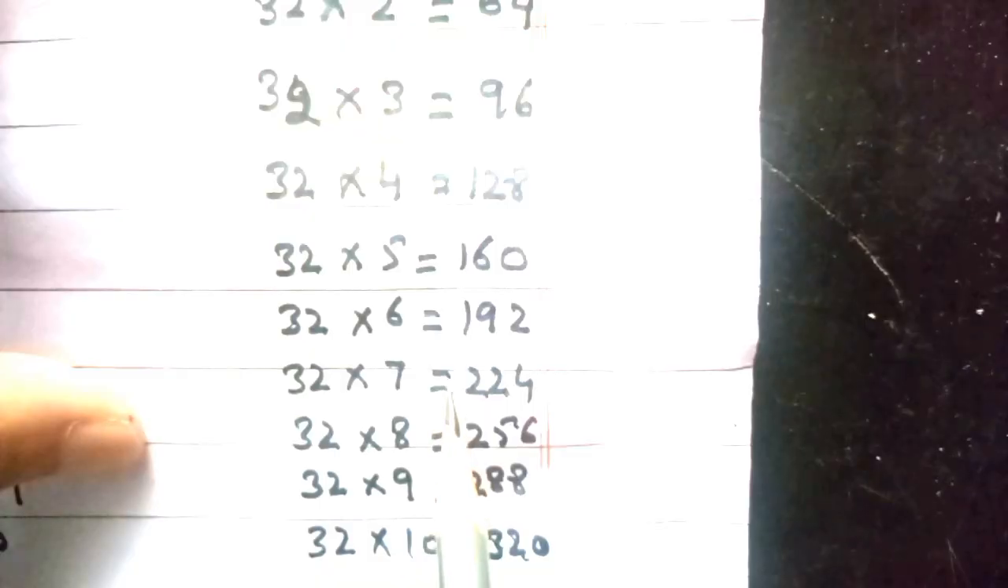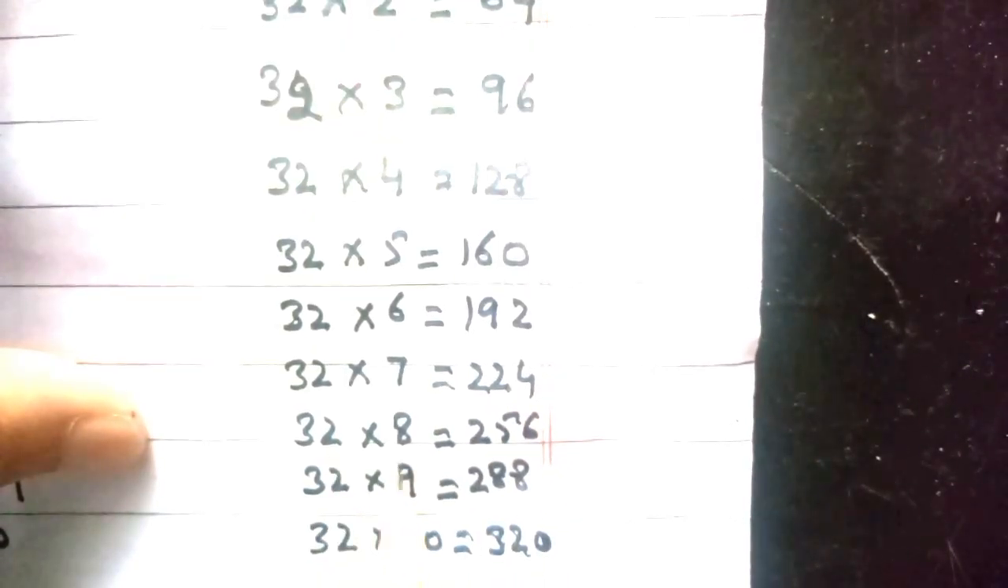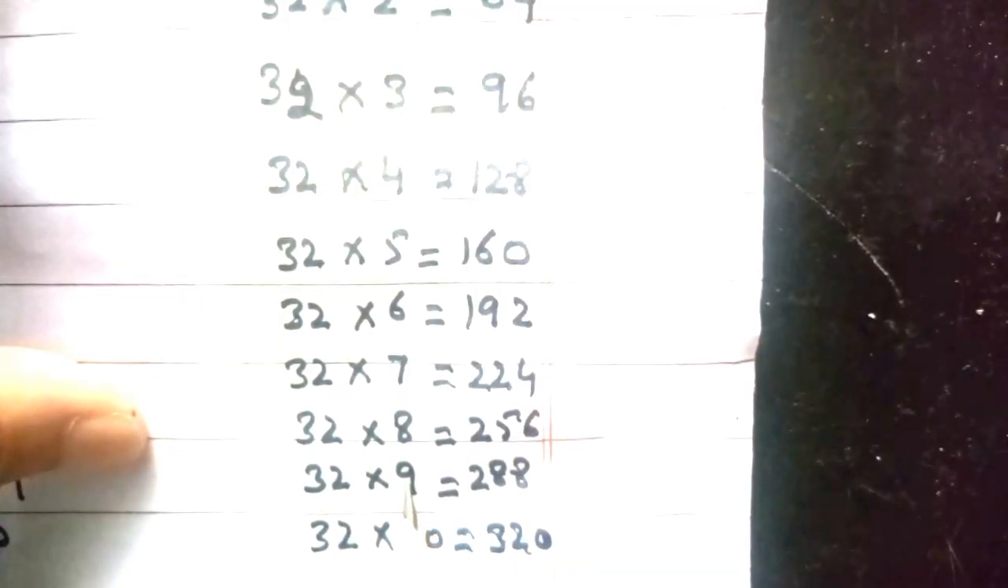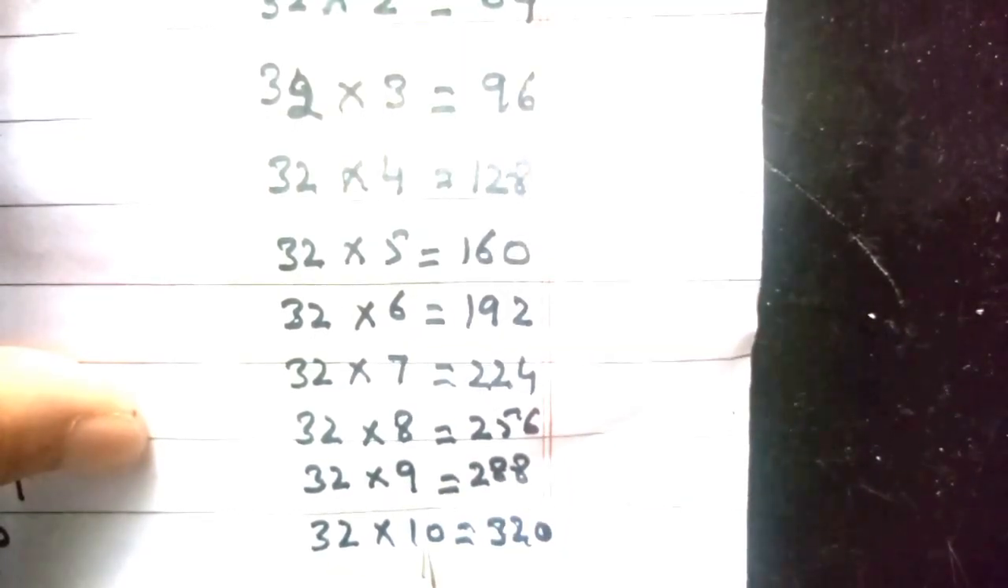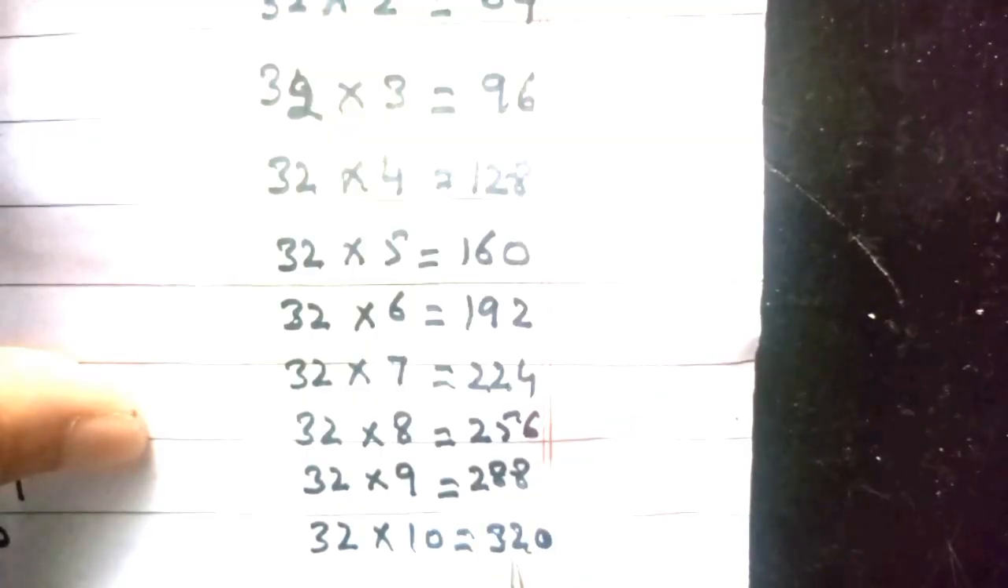32 sevens are 224, 32 eights are 256, 32 nines are 288, 32 tens are 320.